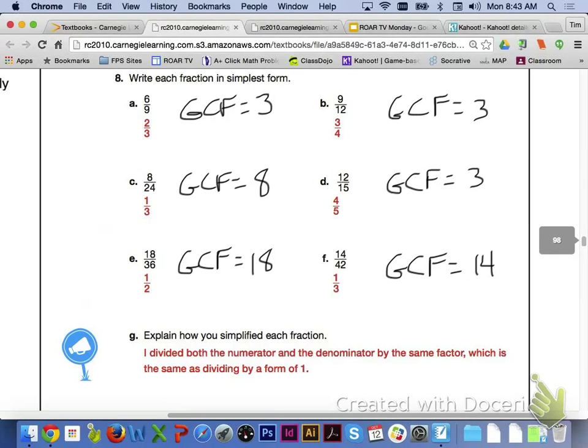If we take a look at letter A, the fraction in simplest form is going to be 2/3. Our GCF is 3. Letter B, 3/4. Our GCF is also 3. Letter C, 1/3. GCF is 8. Letter D, 4/5. GCF is 3. Letter E, 1/2. Our GCF is 18. And for letter F, 1/3. Our GCF is 14. Again, we are dividing both the numerator and the denominator by the same factor, which would be the same as dividing by a form of 1.